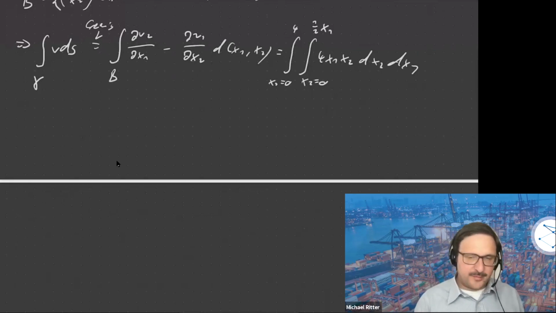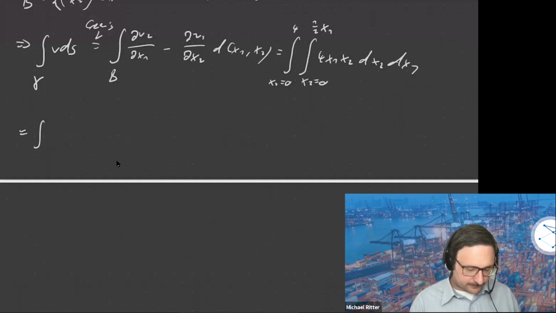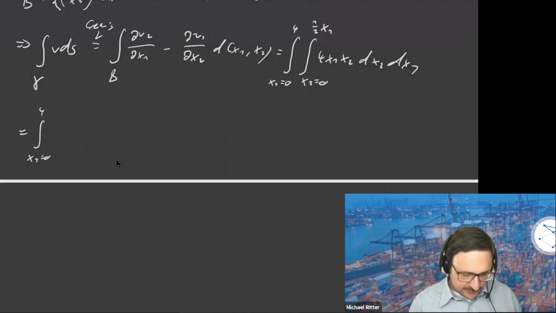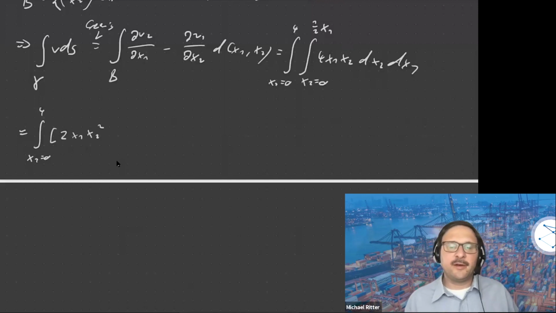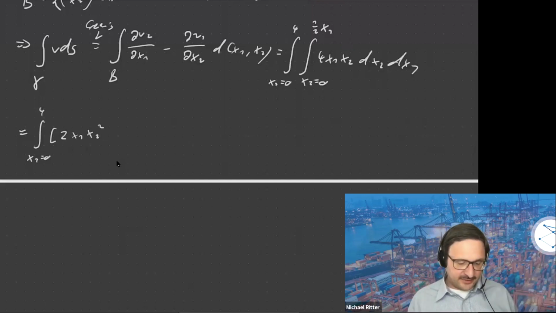And now all that remains is actually solving that integral. So the inner integral is, let's see, we integrate with respect to x2 first. So what we get here is 2x1 x2 squared, right? Integrating x2 is x2 squared over 2, and 4 and 2 cancel out. That leaves us with a 2.